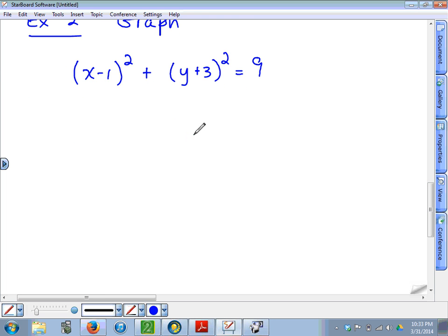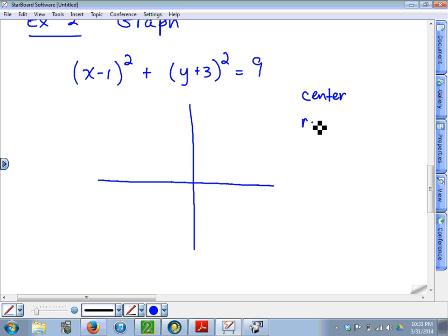I'm going to ask you to graph this. In order to graph, you need to know two things. You need to know where the center of the circle is, and you need to know the radius. Luckily for you, you just practiced these, and you're experts, I'm sure, by now. X minus 1 means the circle moves to the right 1 unit. Y plus 3 means it moves down 3 units. So the center of the circle is 1 comma negative 3, and it has a radius of 3.